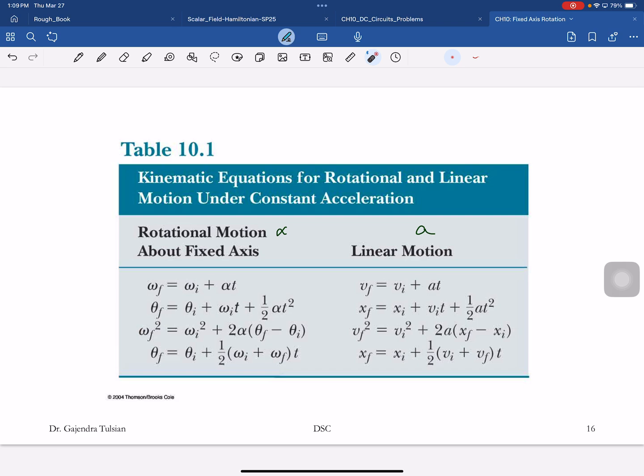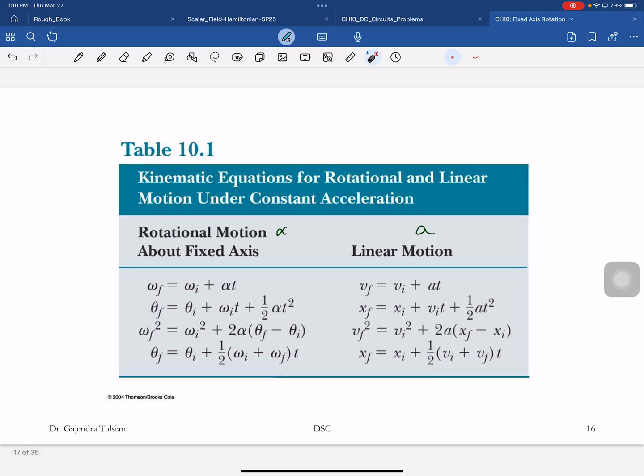Here's the velocity as a function of displacement, or as a function of position. Velocity as a function of position, angular velocity as a function of angular position. And again, this is average angular velocity, average linear velocity.